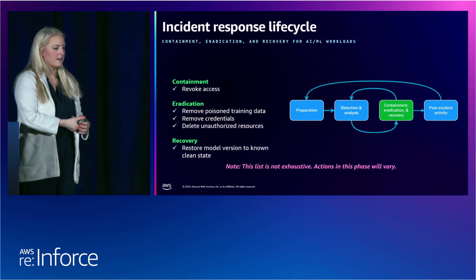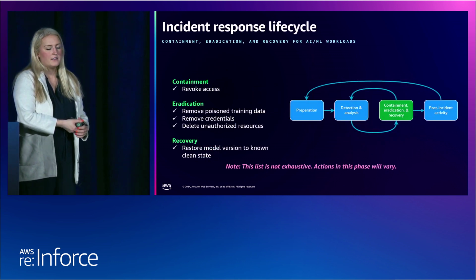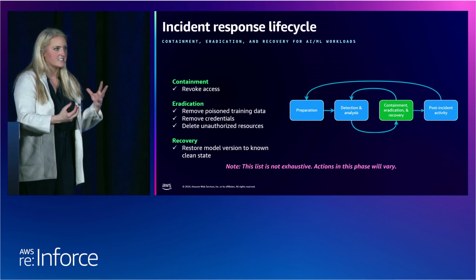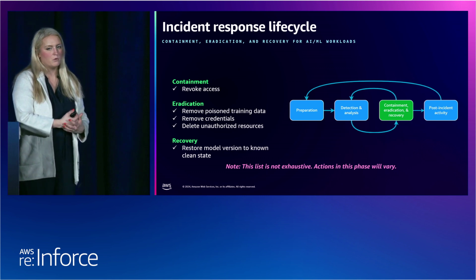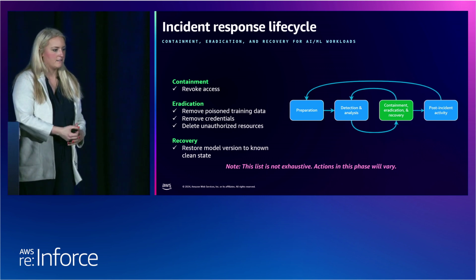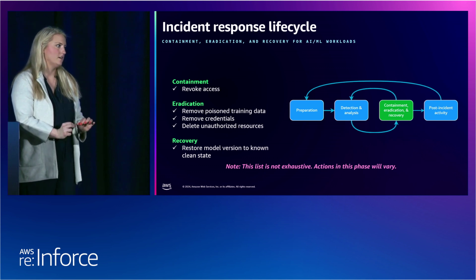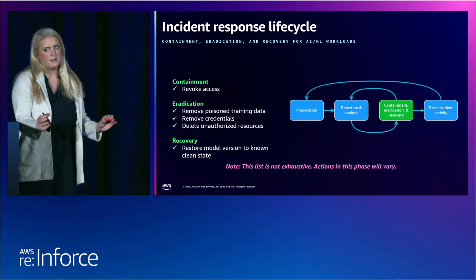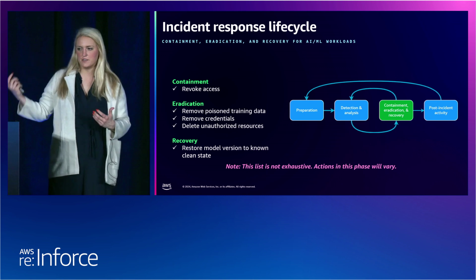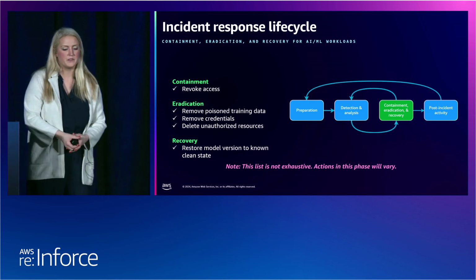Next, containment, eradication, and recovery. So containment, isolating and minimizing the scope of an incident. This could mean taking a system offline, or just simply revoking access. Not a ton of change with an AI and ML workload, more how you do it. Revoking the access would be just understanding the workload that you have and revoking it in that way.